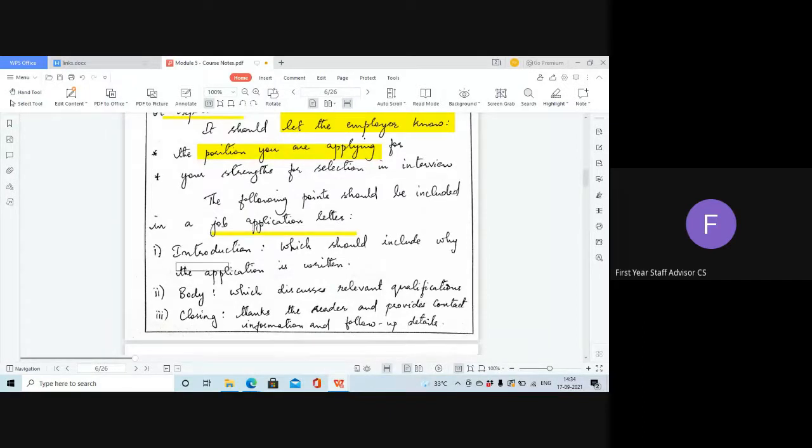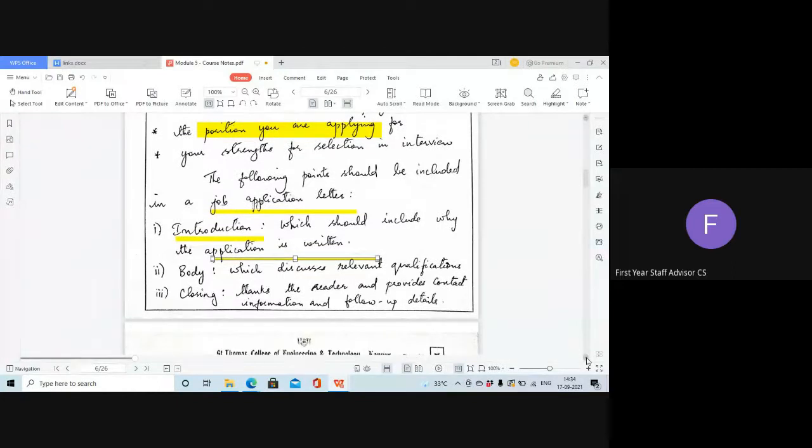First of all, there should be an introduction, which should include why the application is written. In the first, introduction part, you have to explain why you're writing this letter. Maybe you had seen some advertisement for a particular job position, and so you explain that you are writing this letter for such a position in that organization. Then the body, which discusses the relevant qualifications. Once you find that there is a vacant position in that organization, you have to specify your qualifications for that particular position.